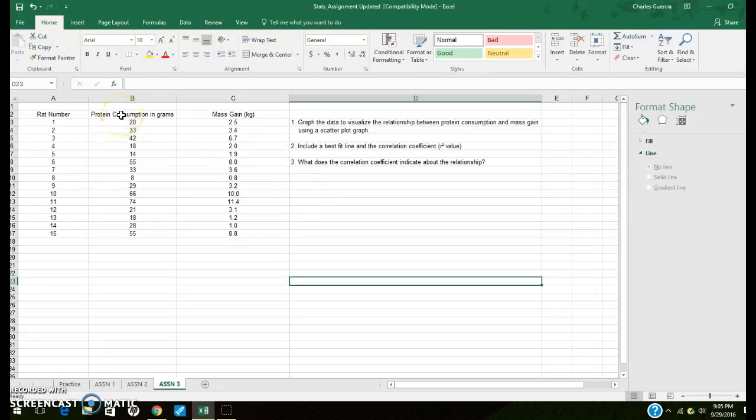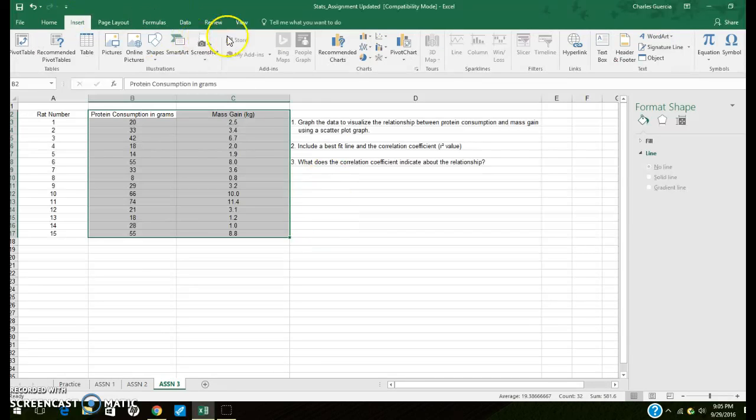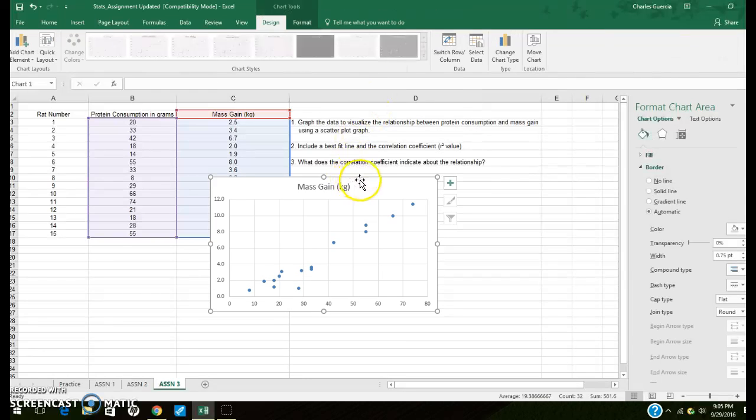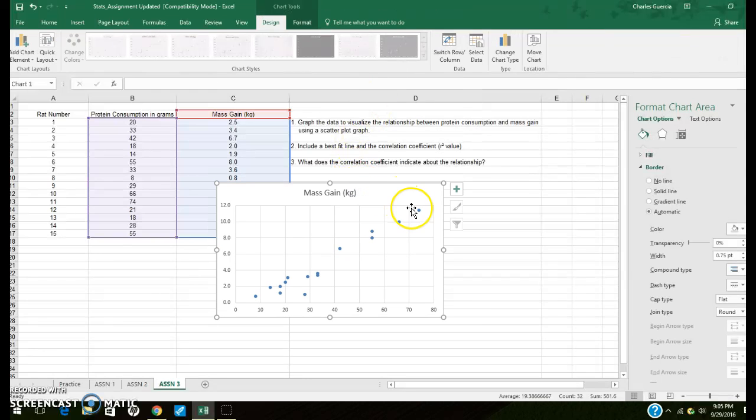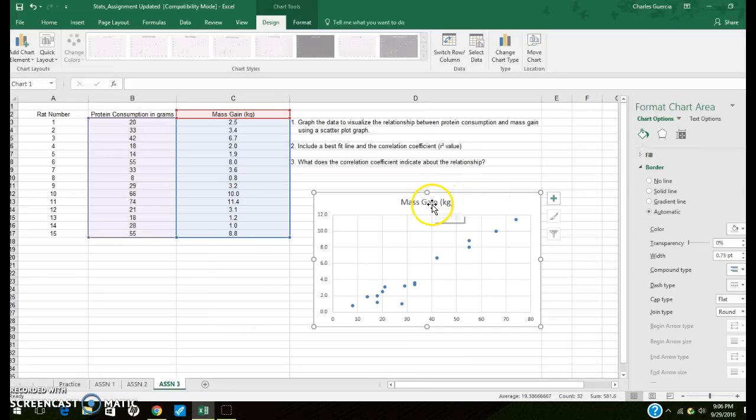So we can start by highlighting our data. Okay, we're going to go to Insert, and we're going to go to here, Insert Scatter. Alright, and we're just going to choose the one up here in the upper left hand corner, and that's going to be our scatter plot. Okay, I'm just going to move this down so we have some room. We're going to get rid of that title, so we don't want that.